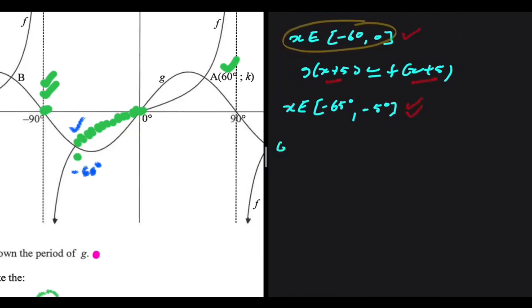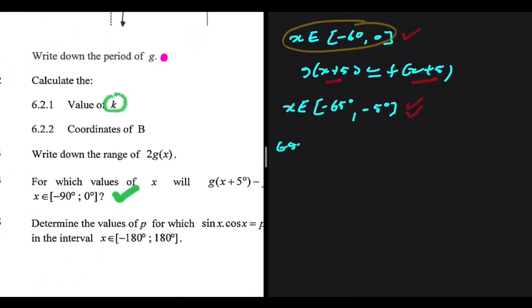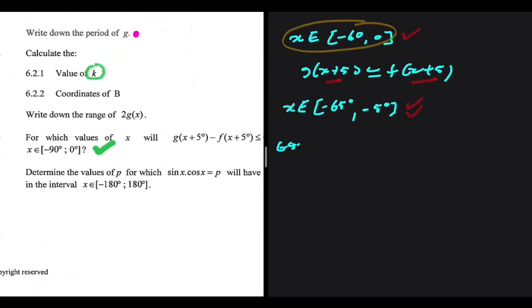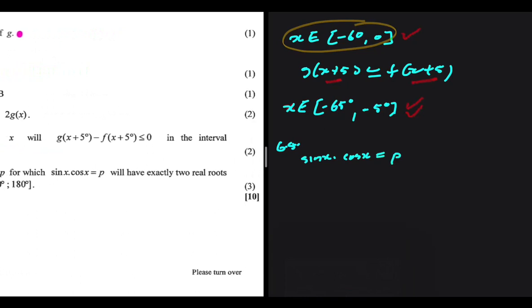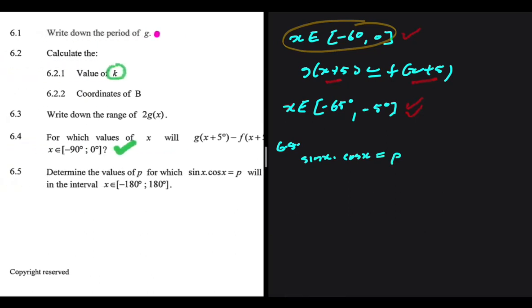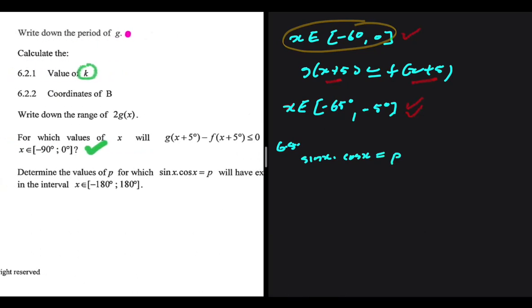Okay, 6.5. Determine the values of p for which sine x multiplied by cos x is equal to p. We'll have exactly 2 real roots in the interval x is an element of minus 180 degrees to 180 degrees. So we have sine of x multiplied by cos of x being equal to p.